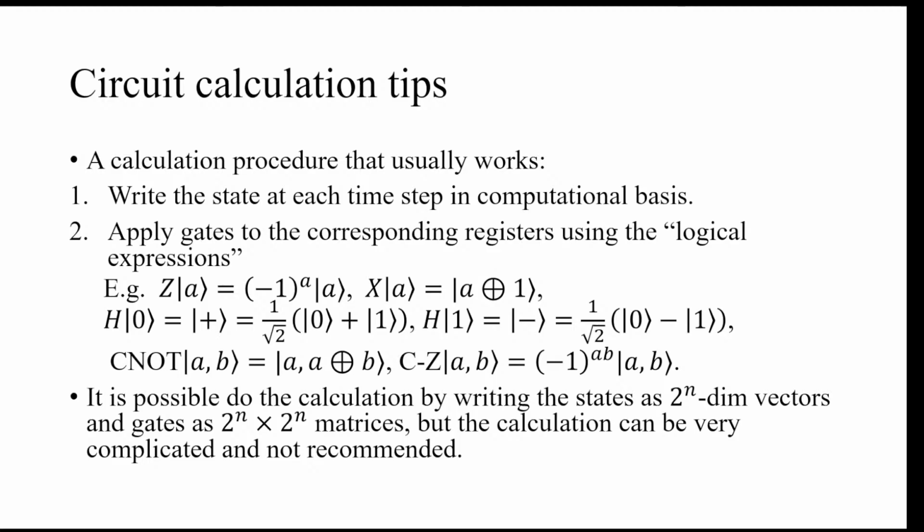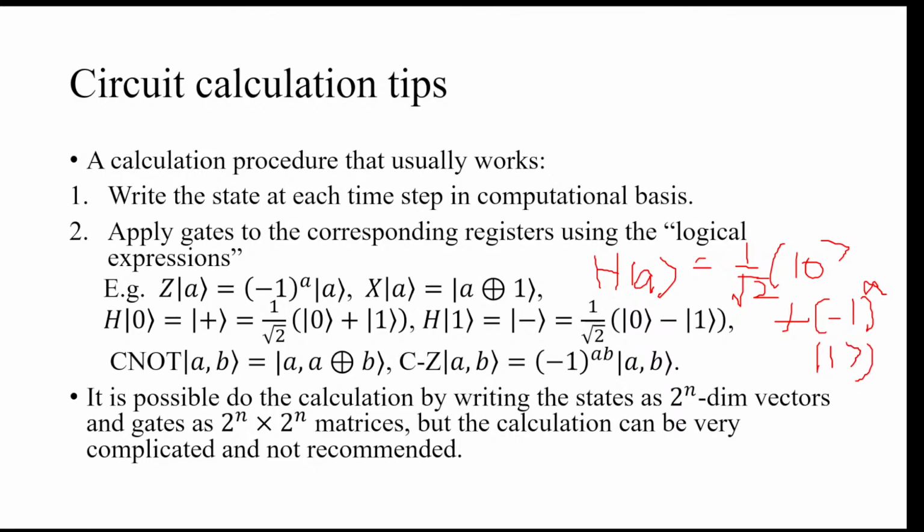Okay, so I will try. I don't have a drawing tablet here, so Hadamard on A will equal 1 over square root 2. If you try to write those two things in one equation, it's 1 over square root 2, 0 and then you have this plus or minus depending on whether it's 0 or 1, so plus and minus 1 to the A, and 1 here. So even with Hadamard you can also do this, but you will have both 0 and 1 here.